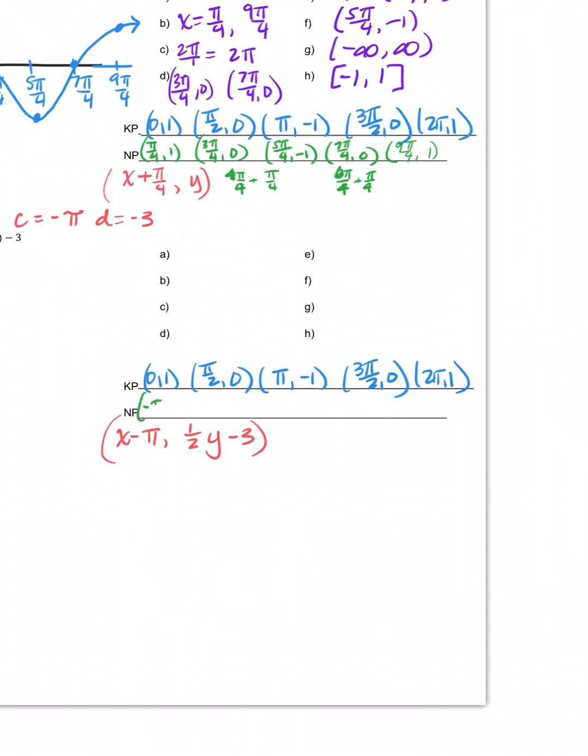0 minus pi is -pi. I'm just going to do my x's first for funsies. So pi over 2 minus pi, that'd be 2 over 2, so it'd be -pi over 2. Pi minus pi is 0. 3 pi over 2 minus a whole pi would leave me at pi over 2. And 2 pi minus a pi gets me to pi. Now let's do our y values. 1 times 1/2 is 1/2. Minus 3, that'd be 6/2, wouldn't it? So -5/2.